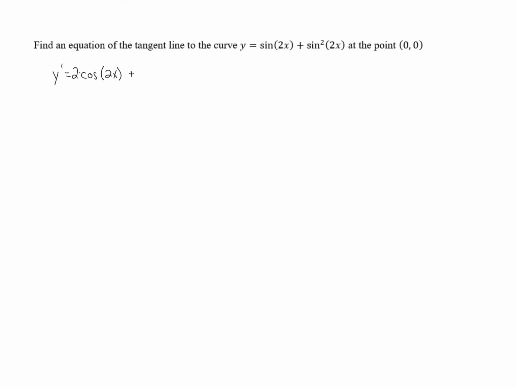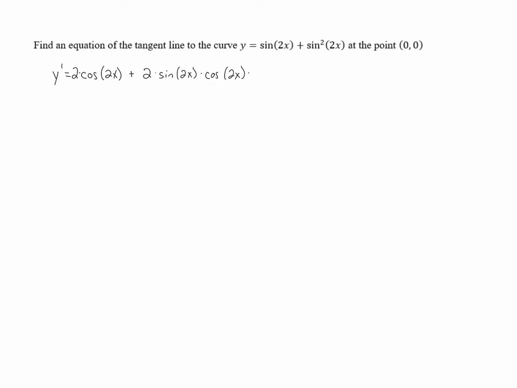The derivative of v squared is 2v, so that's going to give us 2 times sine of 2x, times the derivative of the middle function. The derivative of sine of u is cosine of u, so that's going to be cosine of 2x, times the derivative of the innermost function.